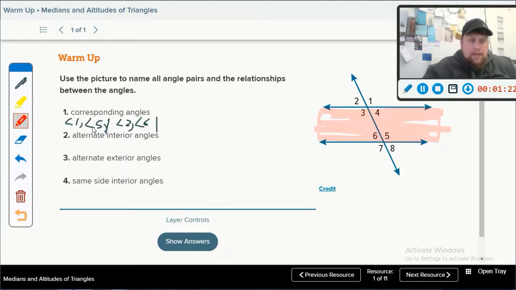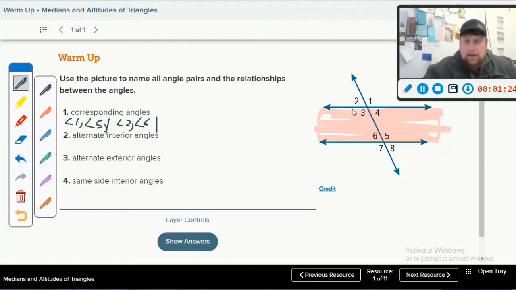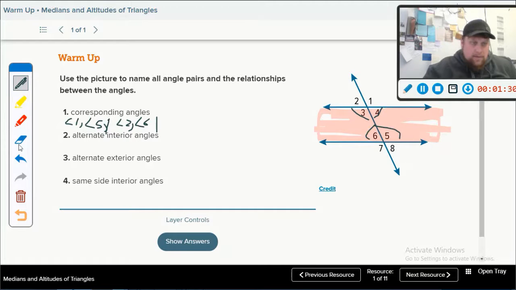Alternate means on opposite sides. So what are we talking about? We're talking about angle 3 is congruent to angle 5, or angle 4 is congruent to angle 6, okay? So angle 3 and angle 5, or we have angle 4 and angle 6.